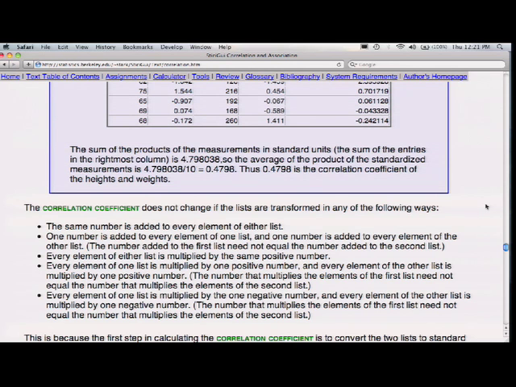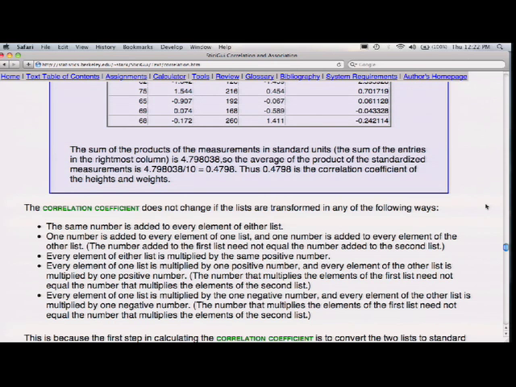All right, so because of the way the correlation coefficient is calculated, any affine transformation of either variable cancels out. If you add the same number to every element of either list, it doesn't change the correlation coefficient. You can add 7 to every element of one list and 2 to every element of the other list, and it doesn't change the value of the correlation coefficient. If I multiply every element of the first list by 15, that doesn't change the correlation coefficient.